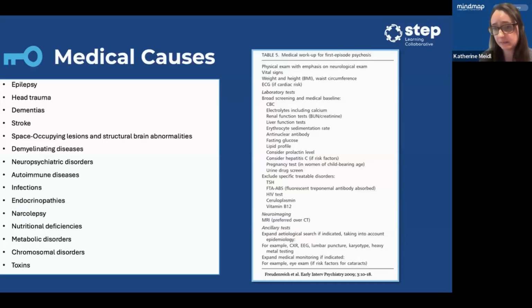When considering neuroimaging, MRI is preferred over CT just because it can give you just a better picture of all of the different things that could be going on in the brain, from inflammation to structural changes.